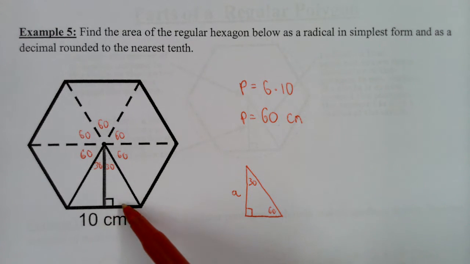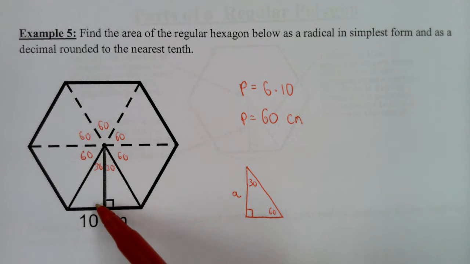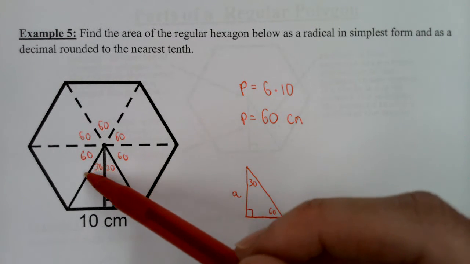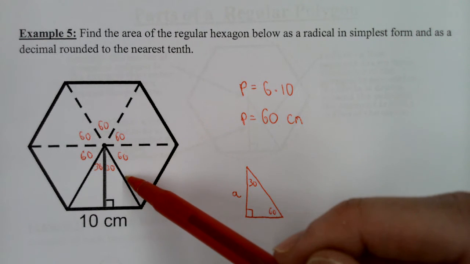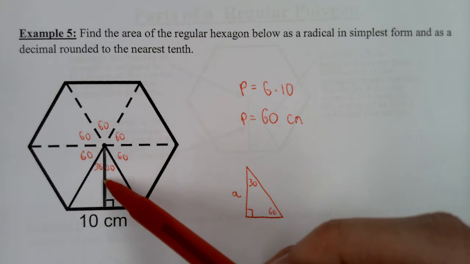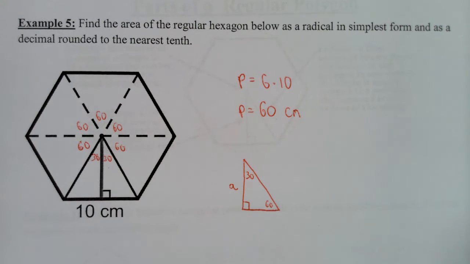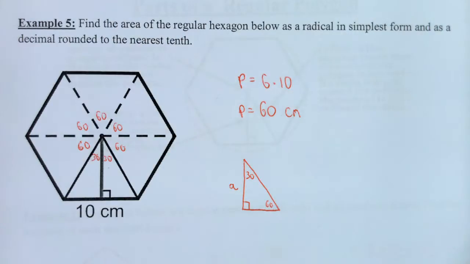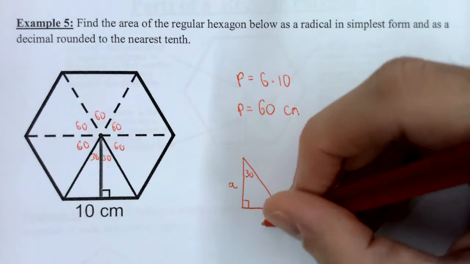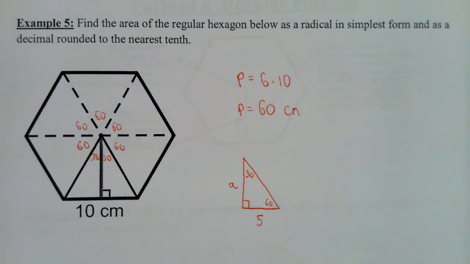You have 2 congruent triangles because they both have right angles. The hypotenuses are congruent because they're both radii, and the leg is congruent because it's the same. So if the bottom side is 10, each part's going to be 5 and 5. Now we have to find the apothem.